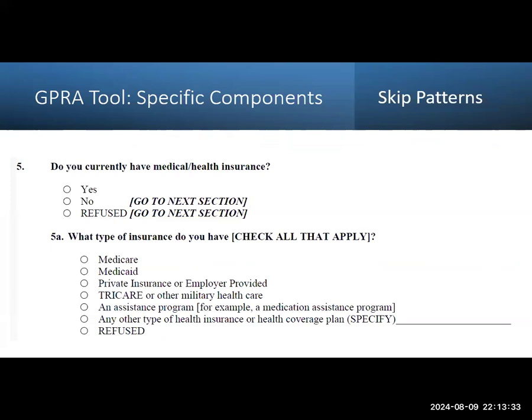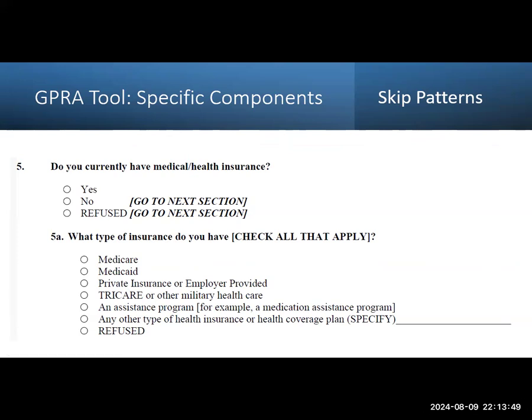Some sections of the GPRA tool have skip patterns. This means that depending on how clients answer a question, you may or may not have to skip over some of the following questions. We can see an example of that here on this slide, which displays question 5 and 5A from section F.